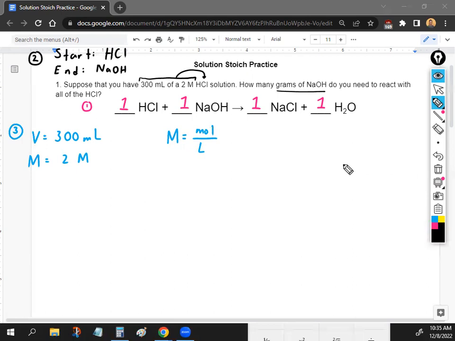Okay, so first thing we want to do is you're going to notice that you have 300 milliliters, right? And then you're going to turn it into liters. Does anyone remember what we have to do to turn milliliters into liters? Yeah, exactly. Divide by 1,000. That's going to give us 0.3 liters. And then we're going to plug it into our molarity equation.